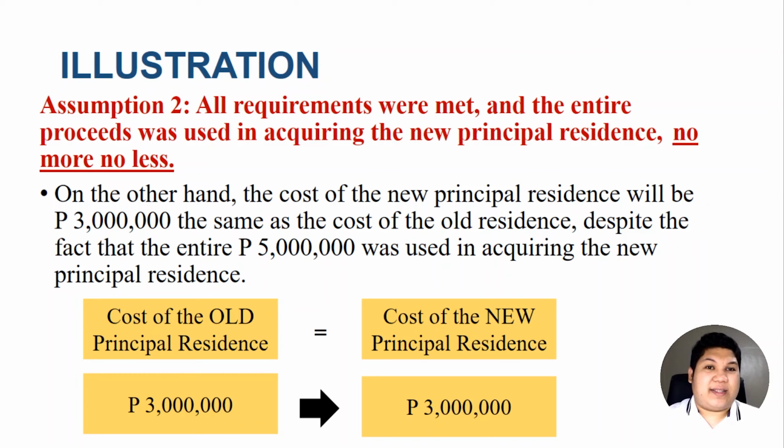You might be asking, why is that? Napoleon used the entire 5 million pesos. Isn't it right to also record the cost of the new principal residence, an amount amounting to 5 million pesos? The answer is no, because you sold the old residence to acquire a new residence, and then the entire proceeds was used to acquire the new residence. Then in the eyes of the law for BIR, the cost of the new principal residence is still the same as the old residence. So even if you spend the entire 5 million, still it would be 3 million for BIR.